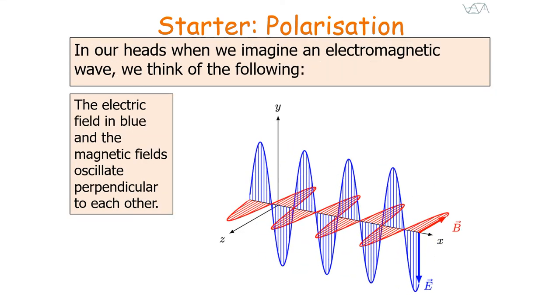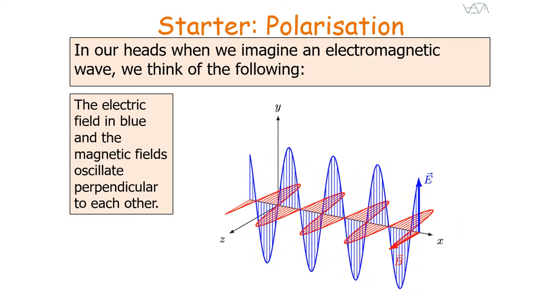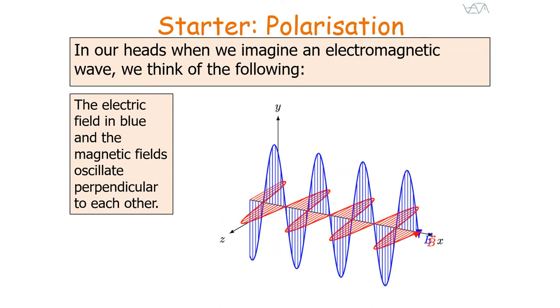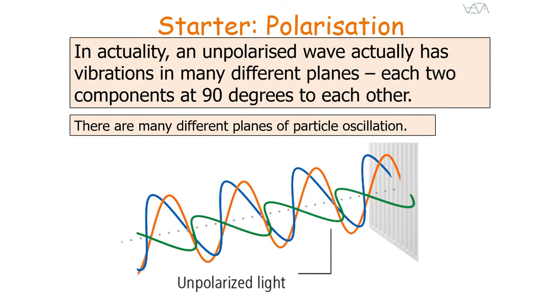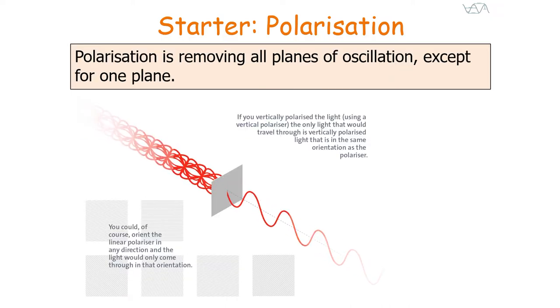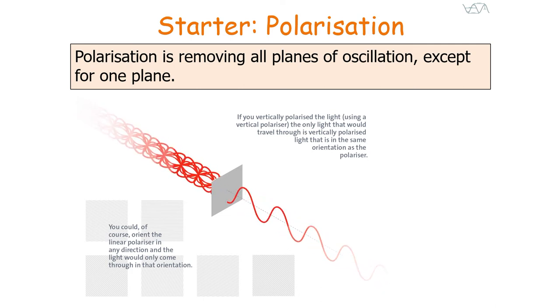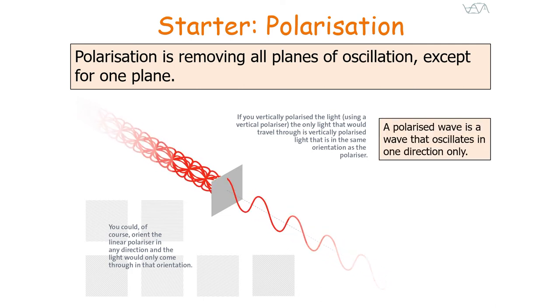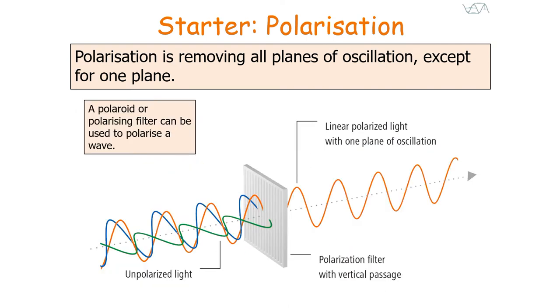Now, in our heads, when we imagine an electromagnetic wave, we think of the following. However, in reality, an unpolarized wave actually has vibrations in many different planes, each with two components at 90 degrees to each other, so there are many different planes of particle oscillation. Now, polarization is removing all planes of oscillation except for one plane. So a polarized wave is a wave that oscillates in one direction only.